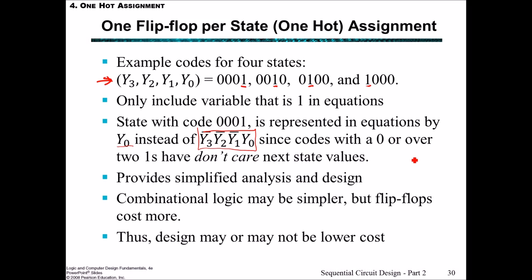It may mean that the combinational logic is actually simpler, but the flip-flops may cost more, because in this case, we're going to need four flip-flops to hold this. We obviously need one flip-flop to hold the state of each bit, so we're going to need four flip-flops, whereas in the previous examples of counting order and Gray code, we only needed two flip-flops, and we could hold up to four states. And so there may be some trade-off here, that we have a design that can have simplified combinational logic, but more flip-flops. And so the design may or may not have a lower cost, depending upon the cost of the individual components, but we need to analyze this nonetheless.